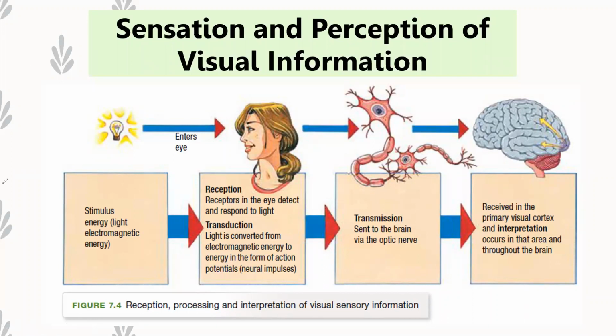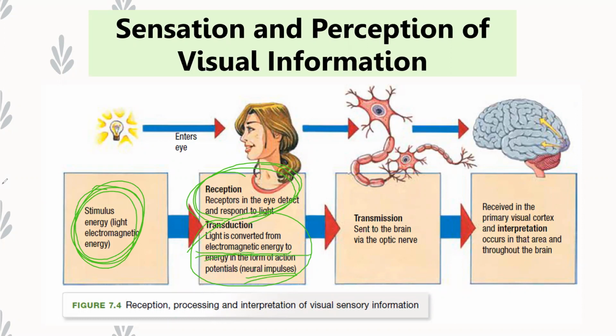So this is obviously the actual stimuli, which is the light energy or the light information. Reception happens first when we receive the visual or image related information. Transduction then happens when the light is converted from electromagnetic energy to neural impulses, and this usually happens in the retina just before it goes to the brain. Transmission is when this neural impulse, which used to be the light-related electromagnetic information, is then sent via the optic nerve to the brain.